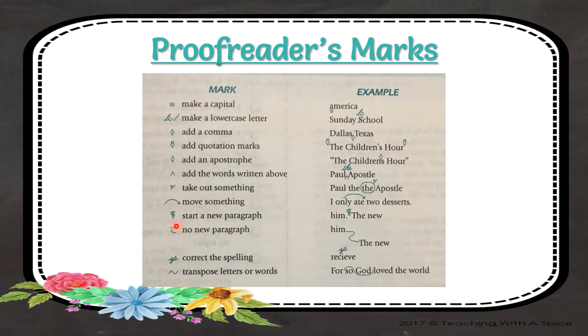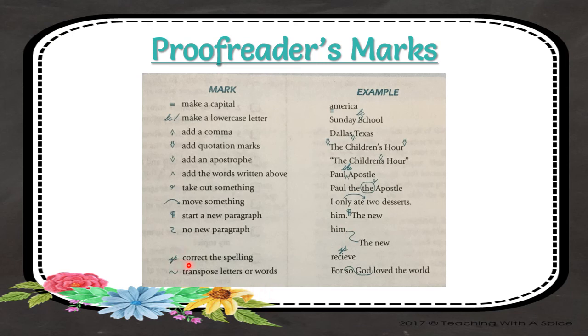Start a new paragraph. I showed you this in one of our earlier lessons, and you worked with it. So here you have the 2 lines and the backwards squiggle, so it looks like a backwards P. If you wanted to add a new paragraph right here, you've got that little symbol right in front of the sentence that you want to start the new paragraph with. No new paragraph. This is when you've made a new paragraph, but you realize it should still be part of the other one. So you just draw a little squiggle from the new paragraph indent to where the other paragraph was.